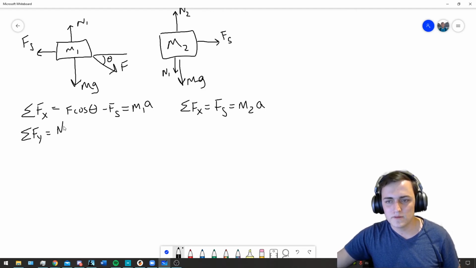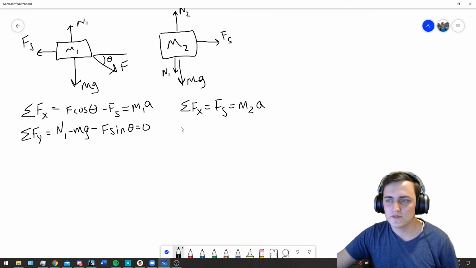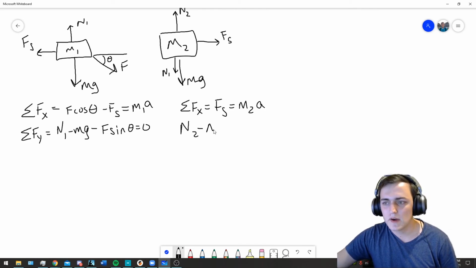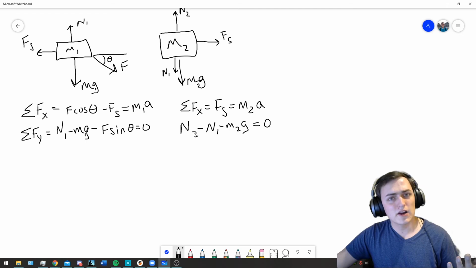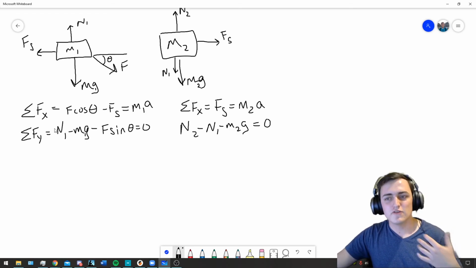For this, we have N1 minus m1g minus the y component of force, which is just F sine theta, and that is equal to 0. The same thing goes for the other block, N2 minus N1 minus m2g. Let's go back and label that as m1. We have m1 and m2 just to distinguish the two, and that's equal to 0. Good, we're getting somewhere. We're getting some equations. Let's see, do we have enough equations to go ahead and start solving for variables?